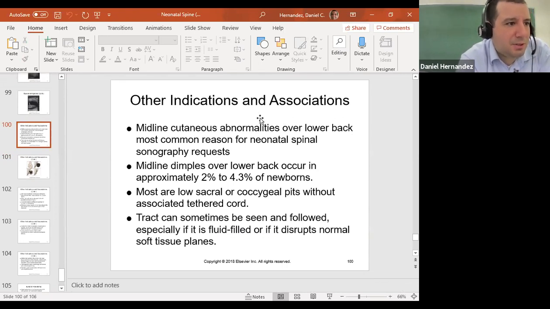Other indications and associations. Midline cutaneous abnormalities over the lower back are the most common reason for a neonatal spinal request. Those are going to be a palpable mass, a visible mass or lesion, a sacral dimple that's more than 2.5 centimeters above the anus, more than 5 millimeters in diameter, or an abnormally deep sacral dimple.